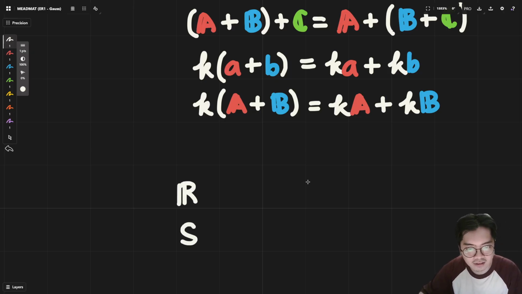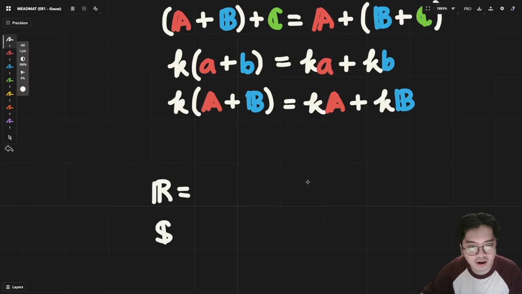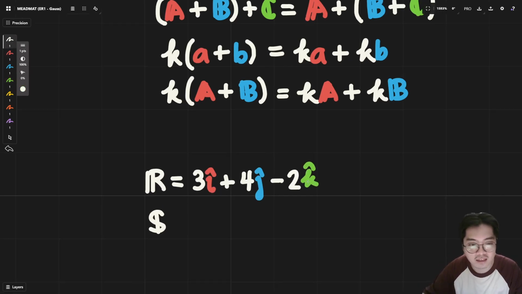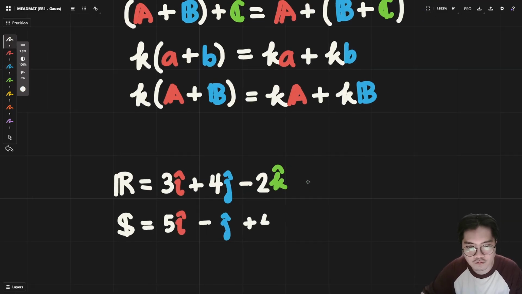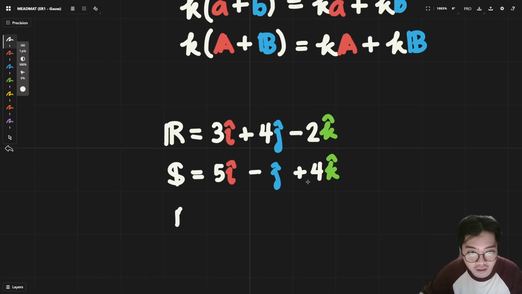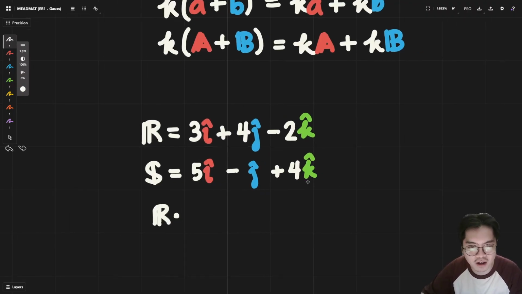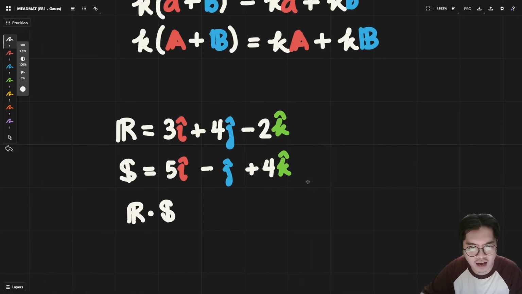R is, say for example, 3 i-hat plus 4 j-hat minus 2 k-hat. And then your S is, say for example, 5 i-hat minus j-hat, and then plus 4 k-hat. When you put these together, your R and your S, you're going to have a dot product.